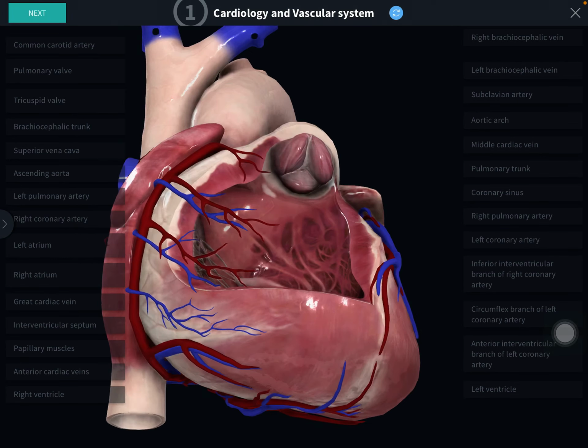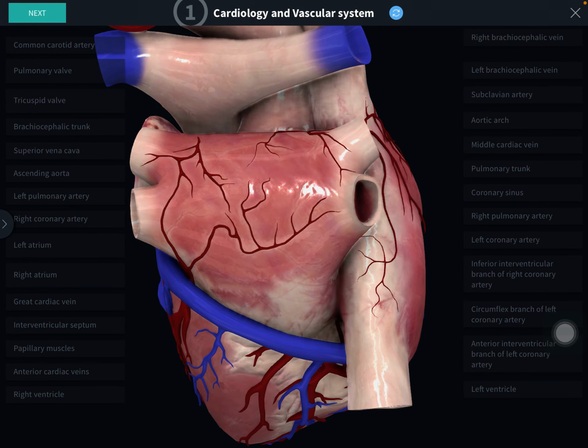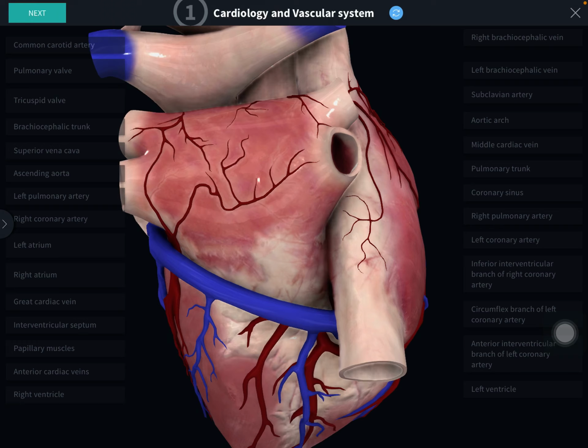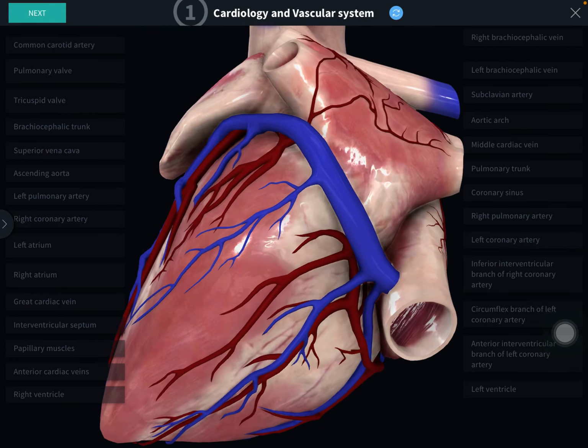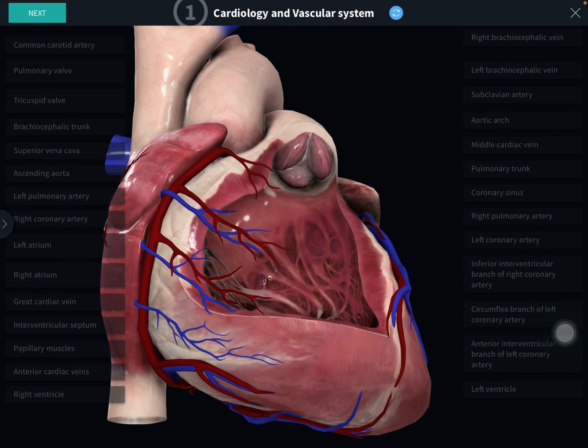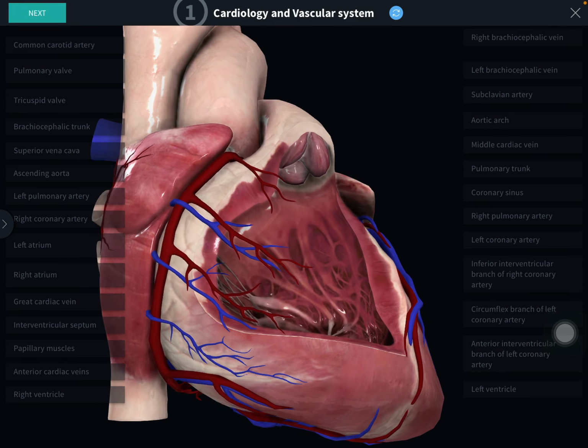The 2/3 and 1/3 features: 2/3 of the base is formed by the left atrium and 1/3 by the right atrium. 2/3 of the diaphragmatic surface is formed by the left ventricle and 1/3 by the right ventricle. 2/3 of the sternocostal surface is formed by the right ventricle and 1/3 by the left ventricle. 2/3 of the entire heart lies to the left of the midline, and 1/3 to the right of the midline.